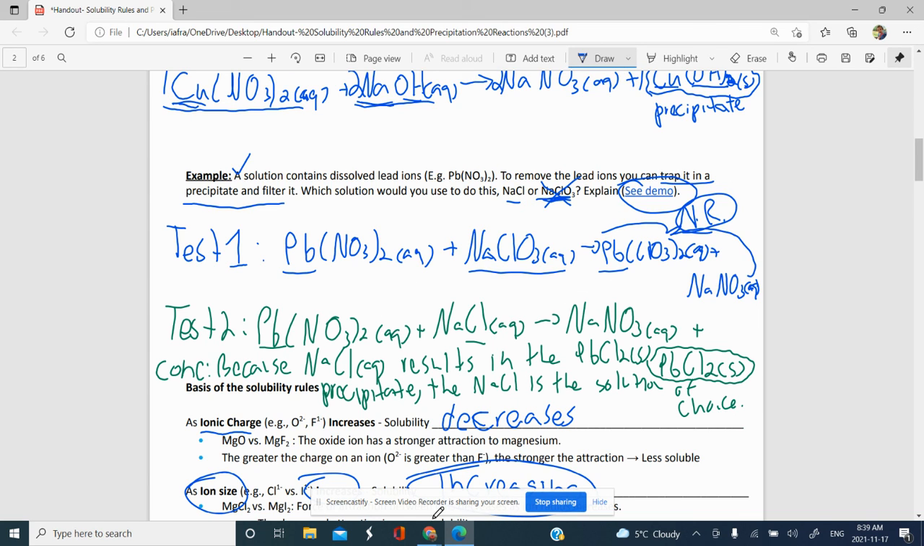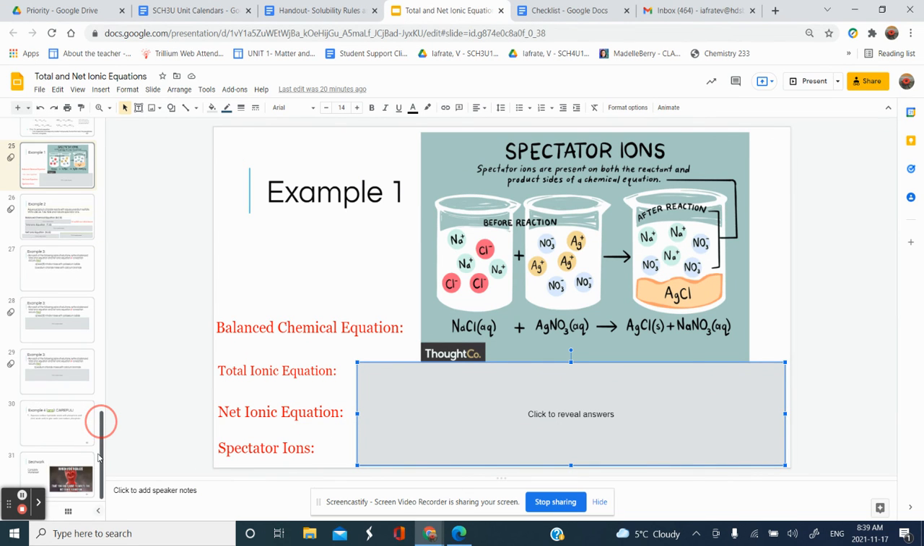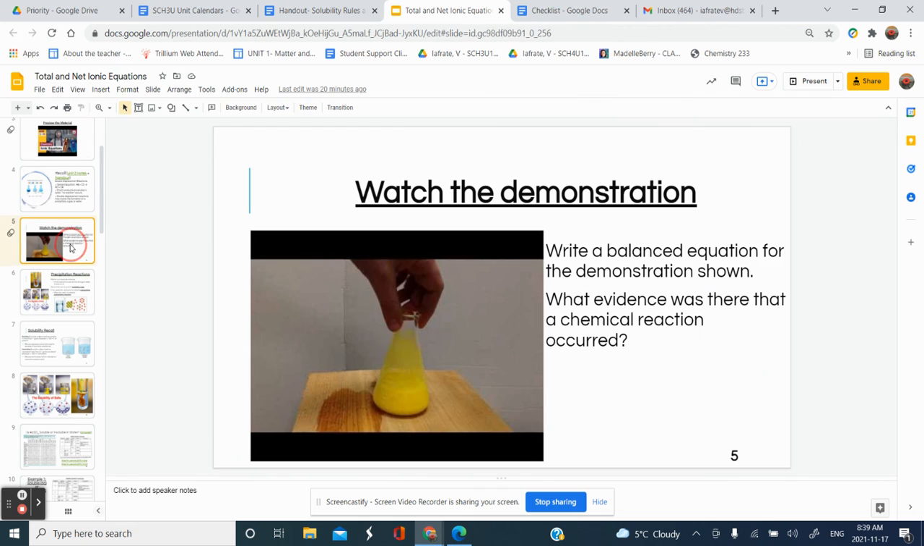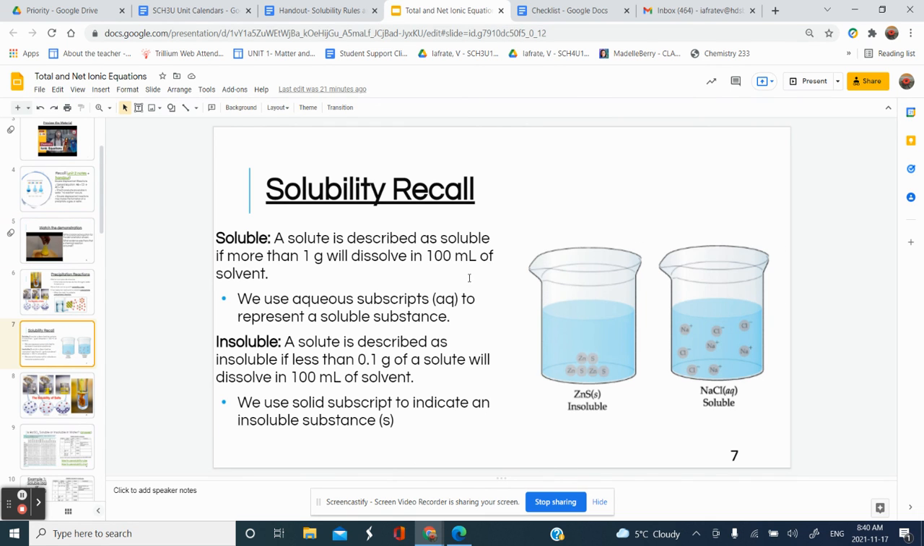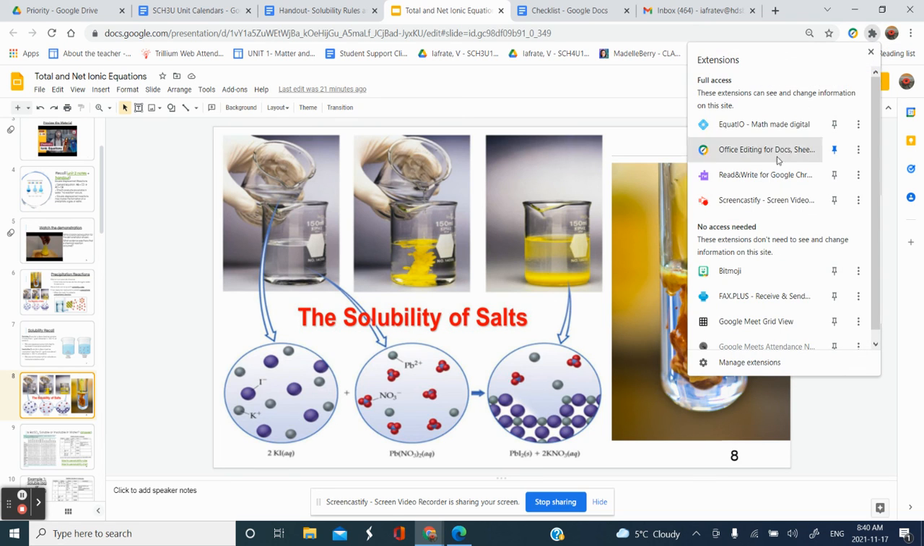And I do highly recommend that you watch the demonstrations and the other videos added in this lesson so you can get a better understanding of what precipitates look like. Take a look at the visuals to see what soluble and insoluble looks like and why certain times you might have no reaction versus a reaction when it looks like a precipitate has formed. So practice makes perfect when it comes to these problems. Do make sure you are practicing the writing of the ionic equations.